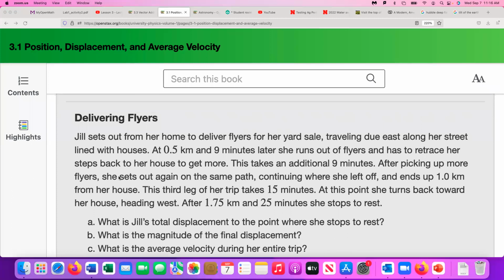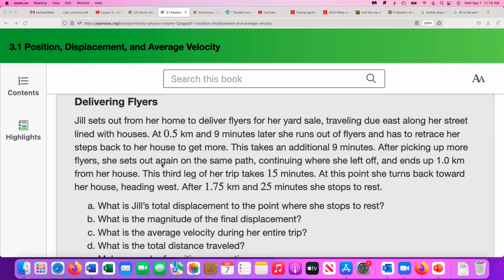Also, the average velocity is a vector because displacement is a vector. So if displacement is a vector and you divide the displacement by the time to get velocity, that means velocity is also a vector. And if your displacement is positive, your velocity will also be positive for that same amount of displacement. So your average velocity will follow along with that.